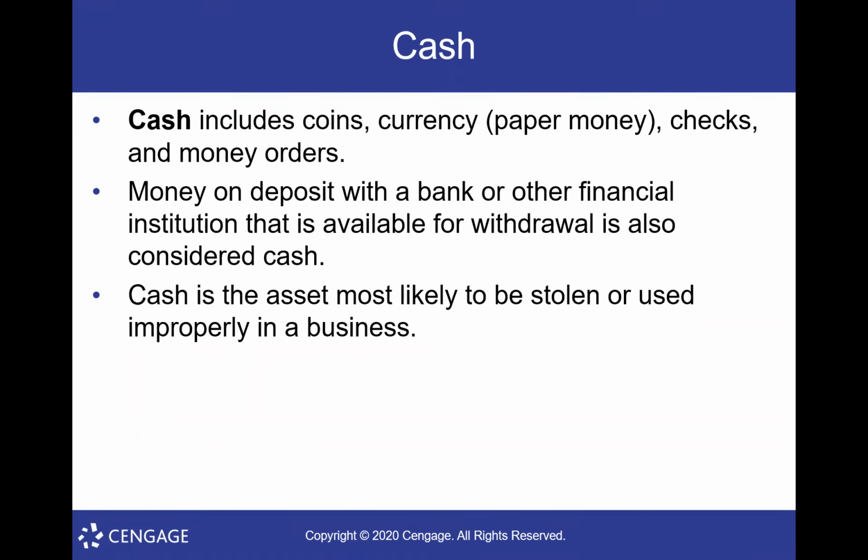And then this bottom bullet point, which is kind of obvious, cash is the asset most likely to be stolen or used improperly in a business. Why? Because it's easy, right? It's super easy to steal and you don't have to try to sell it to somebody else. It's already cash.